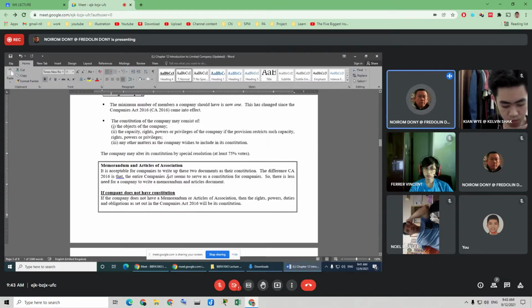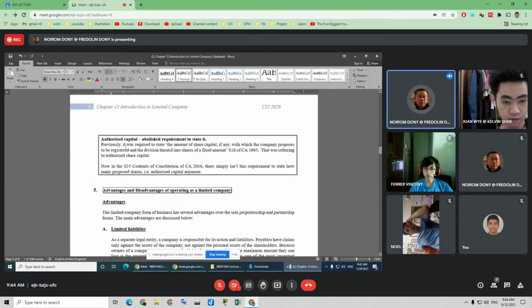So if the company does not have a constitution, then the rights, powers, duties, and obligations as set out in the Companies Act 2016 will be the constitution. They can opt not to write any memorandum or articles documents now. If that is the case, it means the Act 2016 will be the constitution.